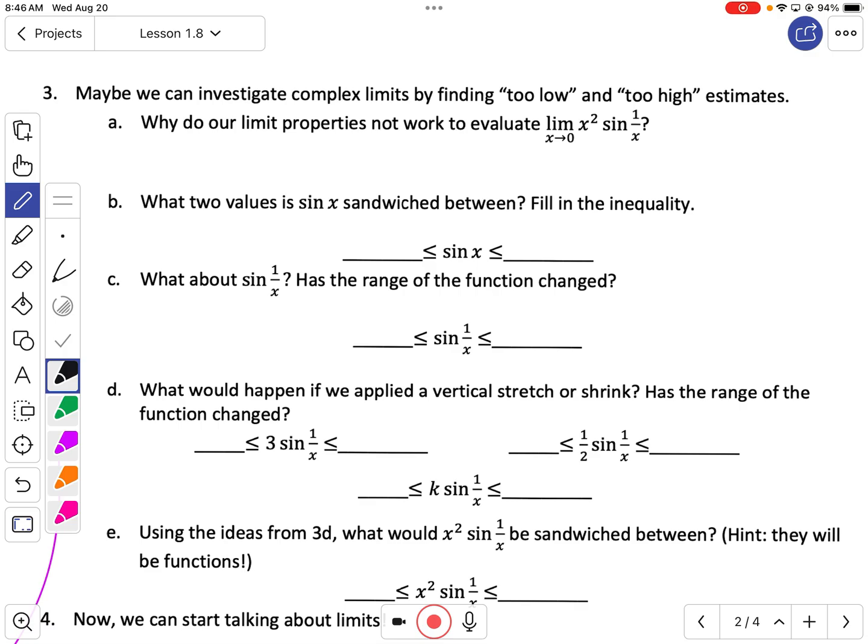What's our strategy when we evaluate limits? First one we try: substitution. What happens when I throw a 0 in there for 1 over x? It's undefined, right? So it doesn't work because the sine of 1 over x is undefined.